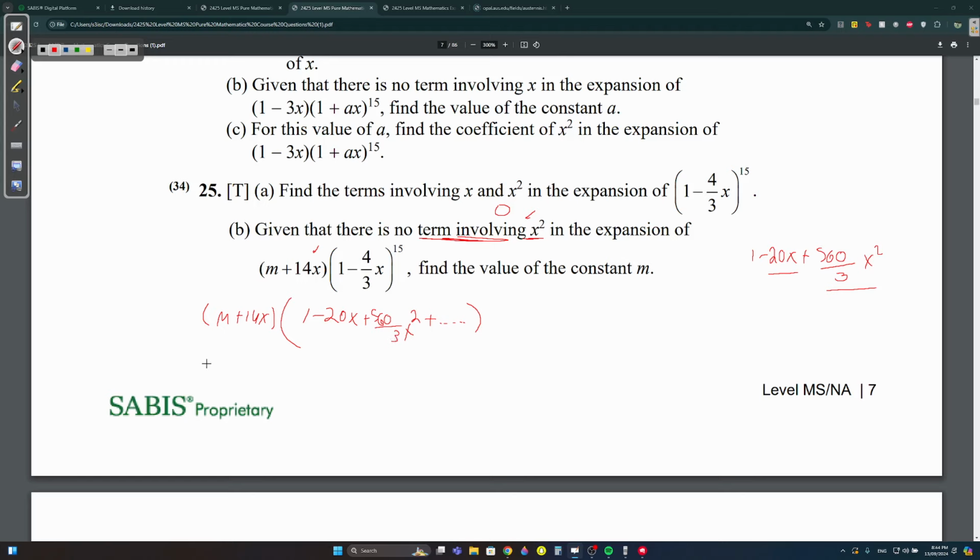What are our terms involving x squared? Let's see. m times 1 gets me m. m times this gets me x to the power of 1. m times this will get me x squared. So let's see, 560 over 3 m x squared. We're done.